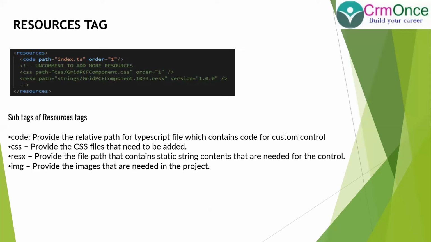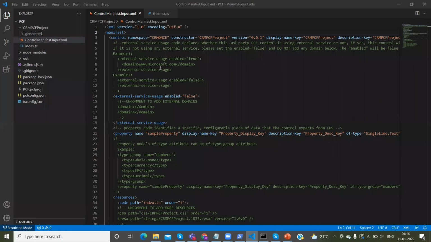Okay, let me explain the manifest file again. Let me show you exactly what other things will come in the manifest file. As we discussed, the control tag has all the details about the control, the namespace, the constructor and so on. Inside the control, we see whether external service usage is enabled or false. If it's enabled, you have to mention the domain. Domain is a tag where you mention which domain you want to use.